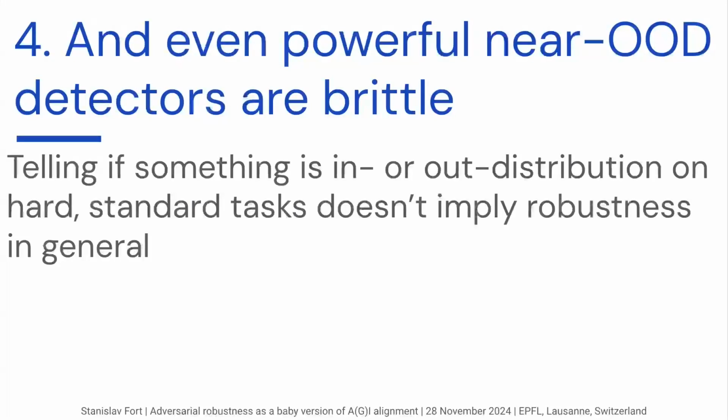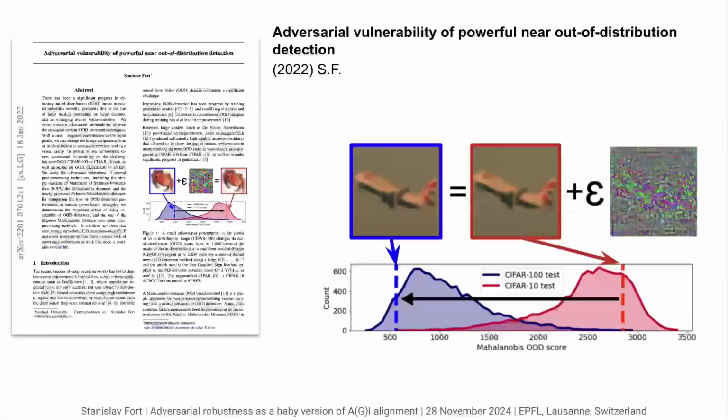But even if you have a high capacity to tell us if something is in or out of distribution, like I showed you with the previous models, you can still design very small modifications that will flip this decision really easily. Let me show you how.